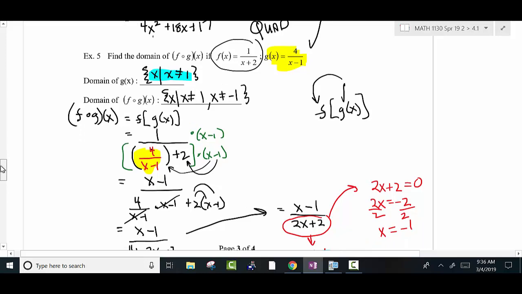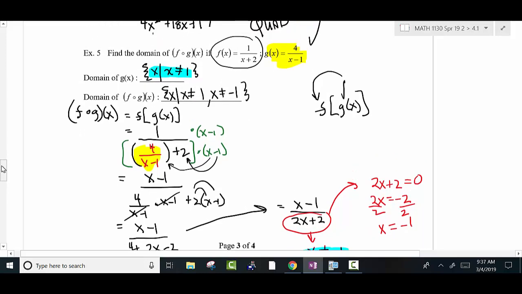And let me show you something on this problem. For instance, f of x is undefined at -2, but what would happen is if you plug -2 into g, you would have 4 over -2 minus 1, so that would be really -4/3, and if you plug that in, you're going to get an answer. So it doesn't really matter.